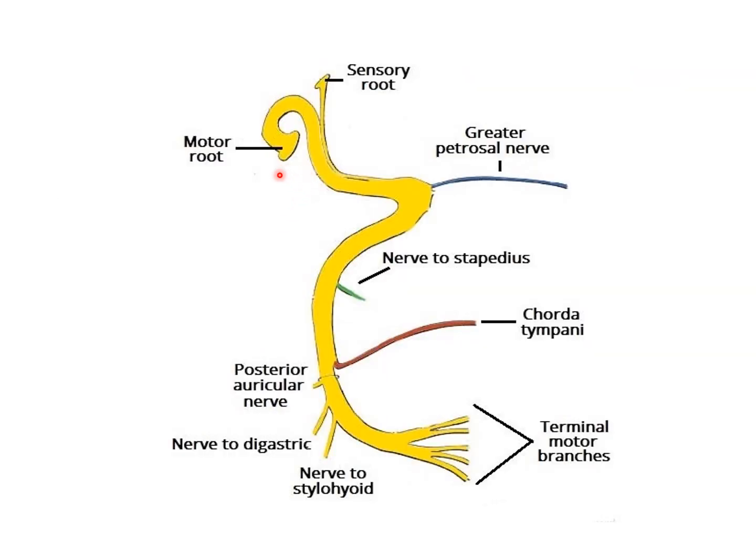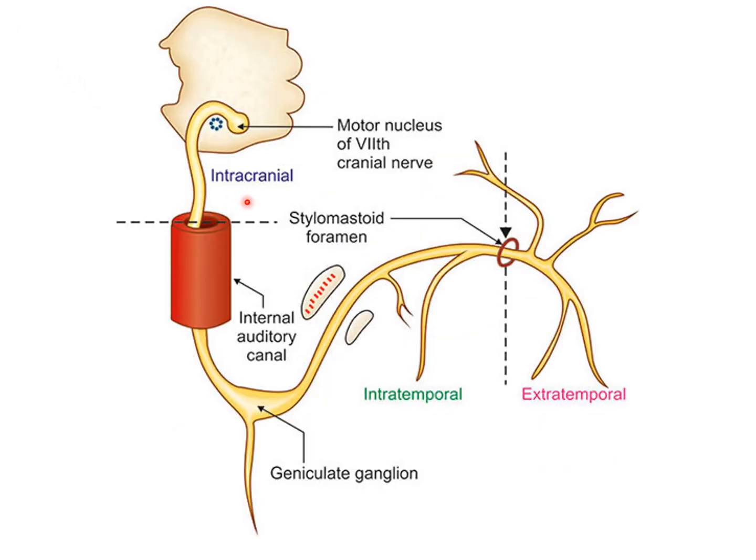So here you can see a diagrammatic depiction that the motor root and the sensory root originate as separate roots, and when the nerve is traveling in the facial canal, it gives rise to a swelling known as the geniculate ganglion, and three branches are given off from the facial nerve within the facial canal: the greater petrosal nerve, the nerve to stapedius, and the chorda tympani branch, after which the facial nerve exits the cranial cavity through the stylomastoid foramen.